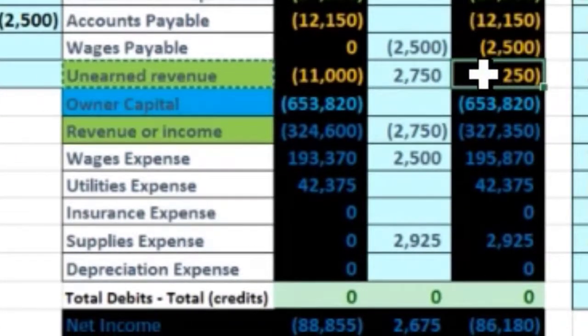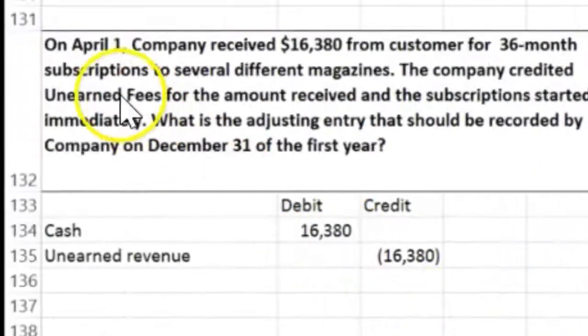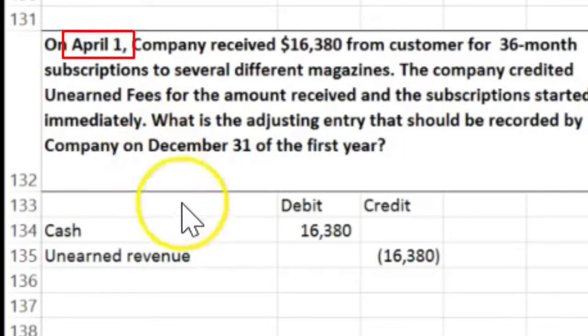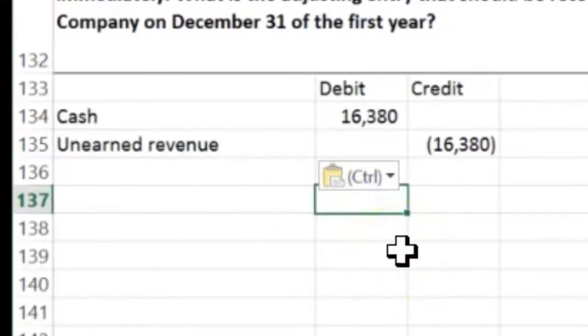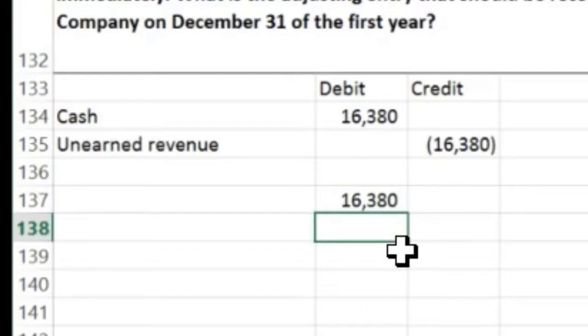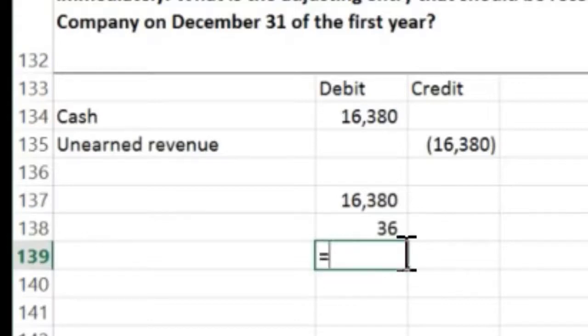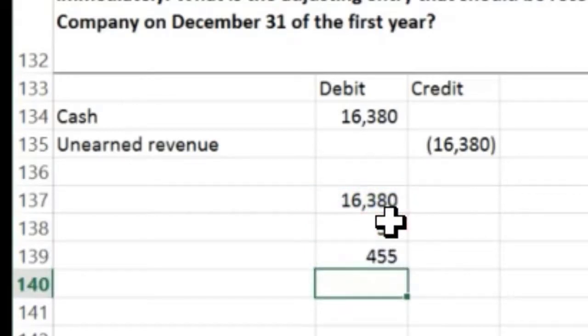And we need to then recognize how much has been earned. Well, if it happened in April and we started giving them a magazine in April, through the 36 months, how many months were in this year? Well, we got April, May, June, July, August, September, October, November, December. We're looking at 9 months. So if we take this total amount, 16,380, and we say there's going to be 36 months, then how much is it per month? How much are we charging per month? Well, it's going to be the 16,380 divided by 36 months. So it's going to be 455 per month.